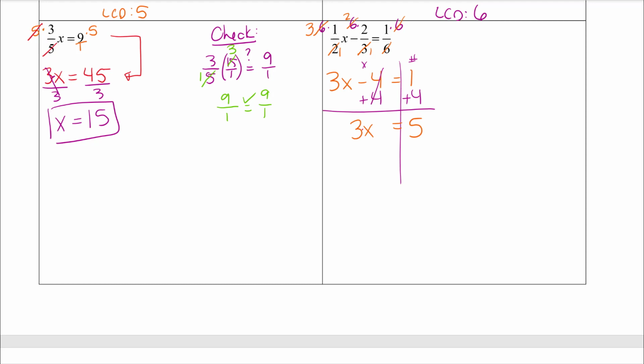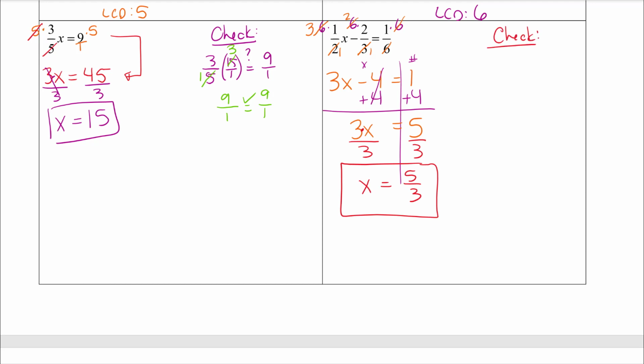So now step 4 says use the multiplicative property to get rid of that 3. Because it's multiplied by 3, you do the opposite, which is divide. So my answer is 5/3. X equals 5/3. I'm going to go ahead and check this one.